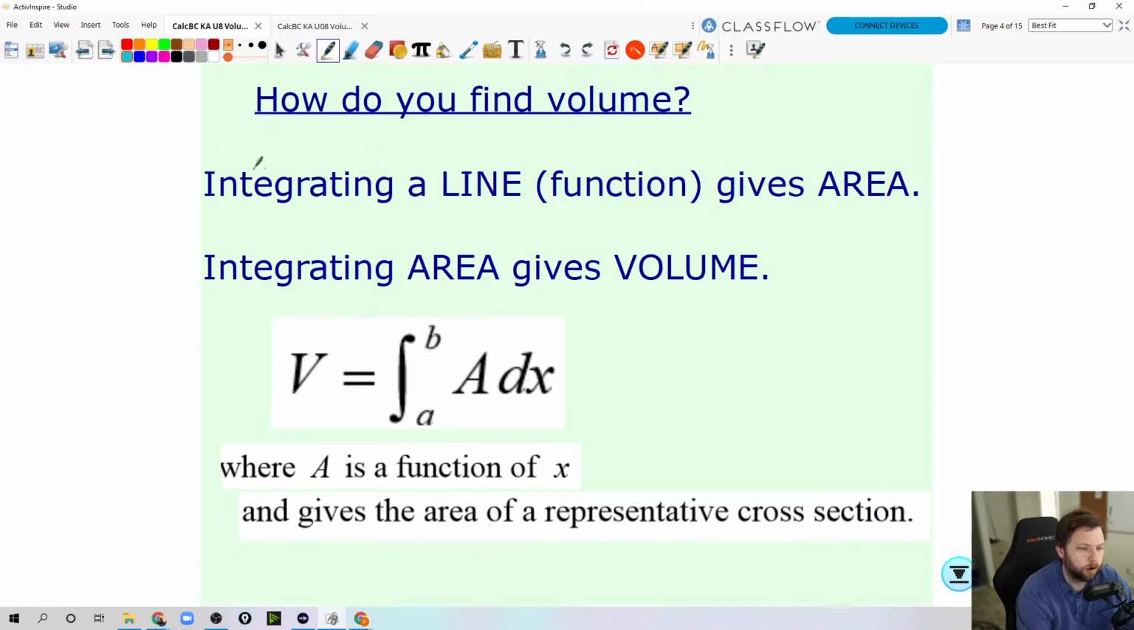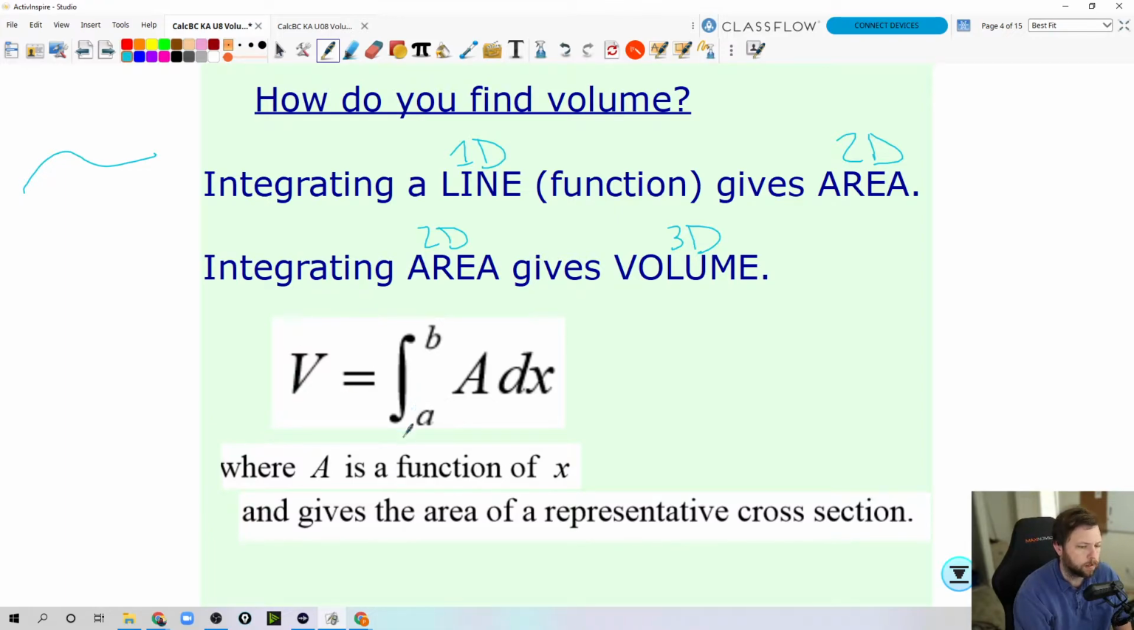When you integrate a line, a function, you get the area. I think that's one dimension going to two dimensions. So when you integrate an area, which is a second dimension, you get a volume. So you're in 3D. And the general formula to calculate this is right here.